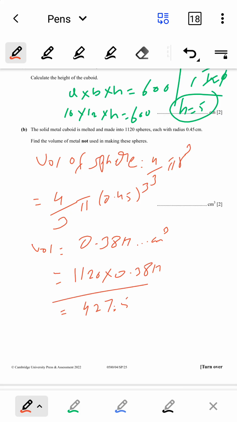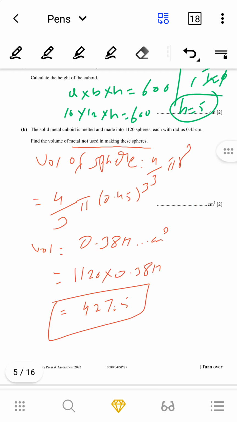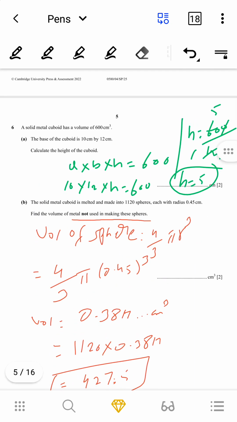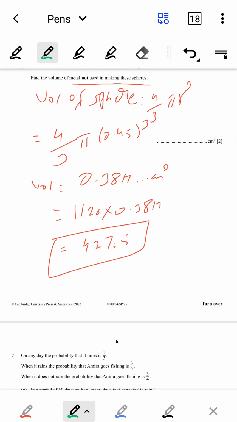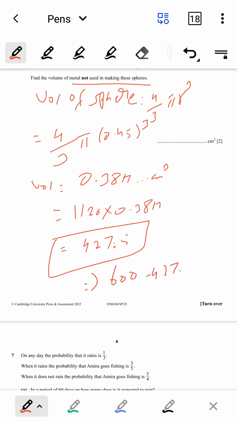Okay, but they are very clearly telling the metal not used to make the sphere. So overall we have 427.5 required. But from the beginning of the question, look at the A subdivision: the solid metal cuboid has a volume of 600 centimeter cube. So not used means you have to subtract from this value. So the not used value is 600 minus 427.5.